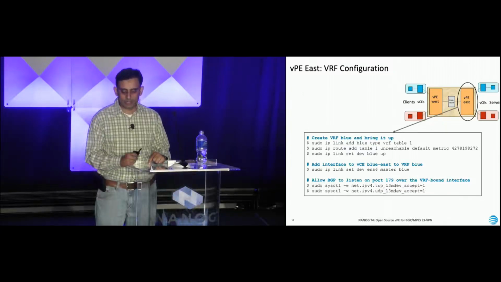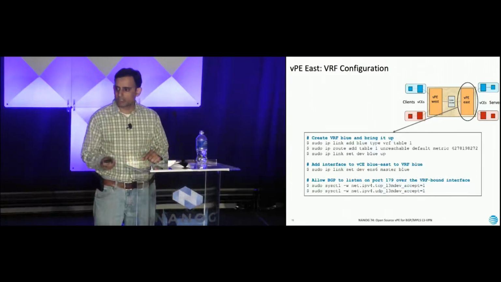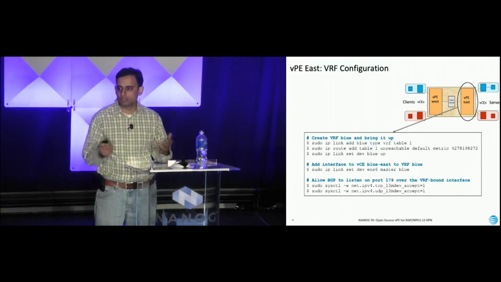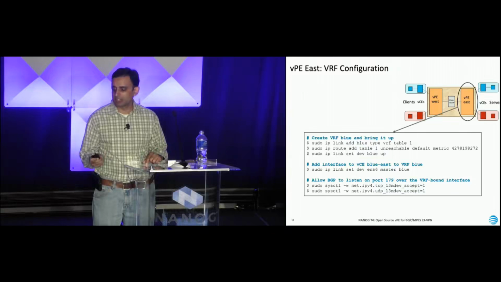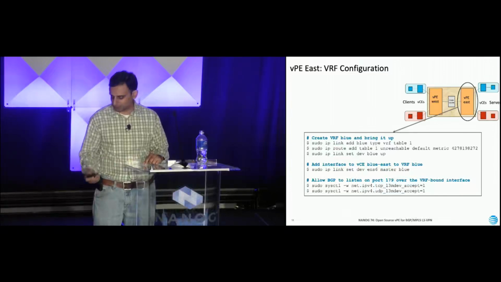The last set of commands are interesting. This allows the BGP process running on VPE East to listen on port 179 on VRF-bound interfaces. Without running this command, the BGP process listens on port 179 as it usually does, but it only listens on those interfaces which are bound to the default routing table or default forwarding table. In order to make the BGP process listen on port 179 on VRF-bound interfaces, we have to run these two sysctl commands on the Linux CLI.